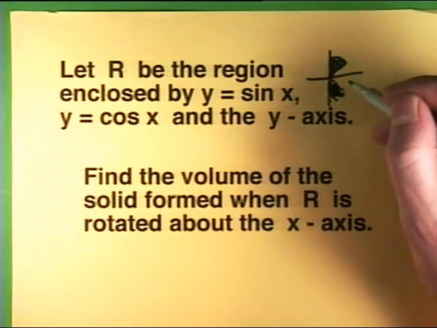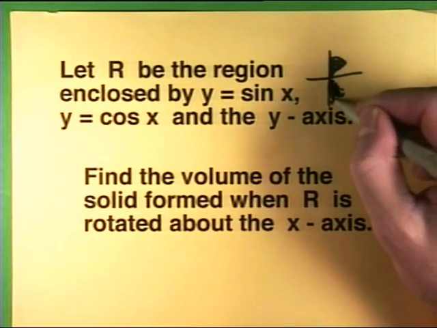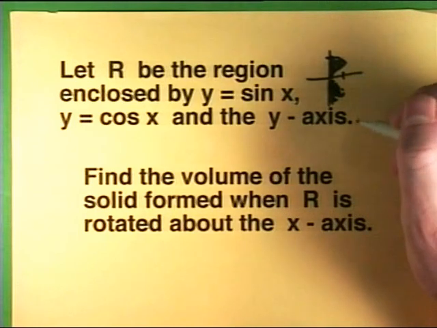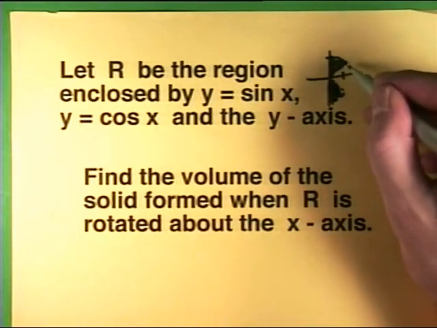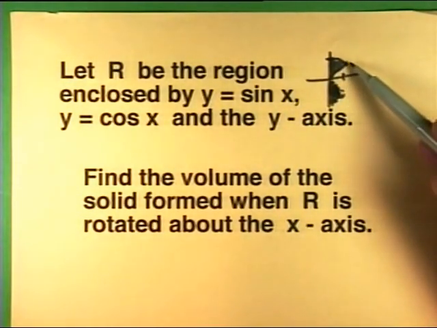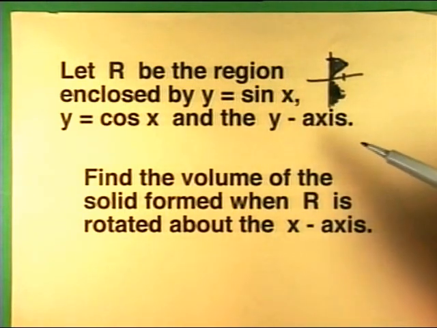Now let me ask you a question here, Mr. Wright. If we're rotating about the x-axis, are we going to use the x-points or the y-points? We're going to use the x-points. Now where is the point of intersection between cosine and sine? I don't know. It's probably something I should know, right? Well, yeah, probably.